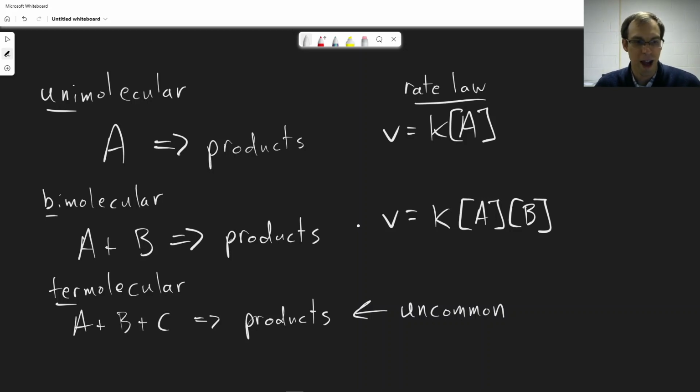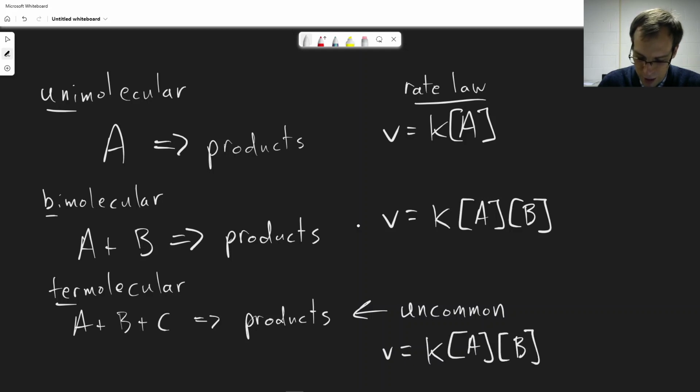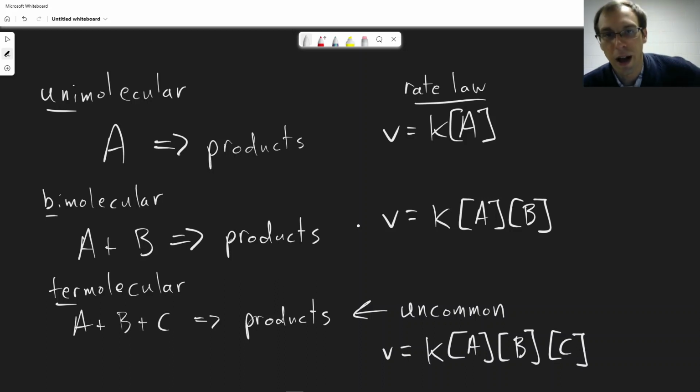For a termolecular reaction, we have the exact same thing, but now we have three things that need to collide, and so it depends on all three of those things. So our rate will be equal to the rate constant times the concentration of A times the concentration of B times the concentration of C. That allows us to determine from a mechanism perspective, for each step of the reaction, the rate. And that is what makes this useful, determining a mechanism and being able to relate that to a rate law.